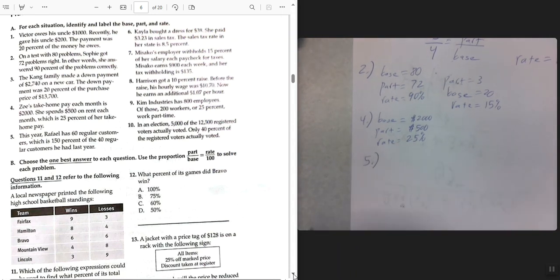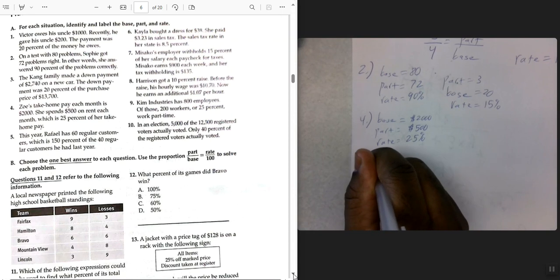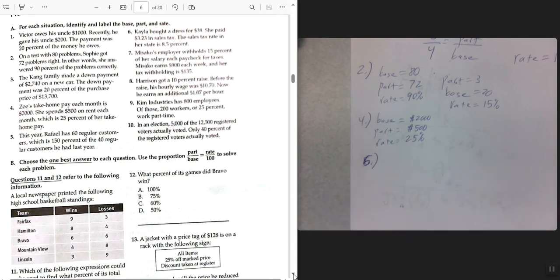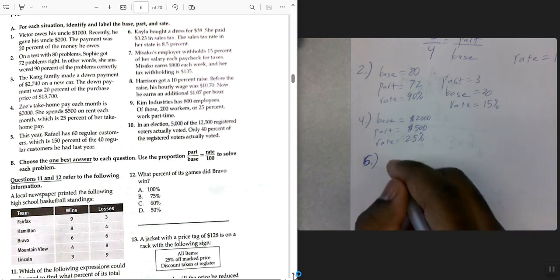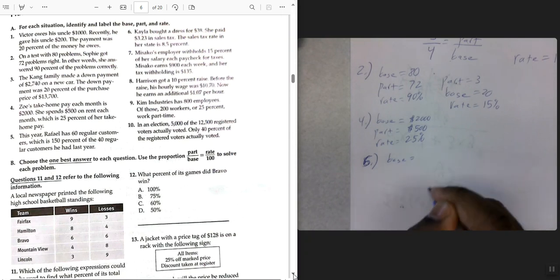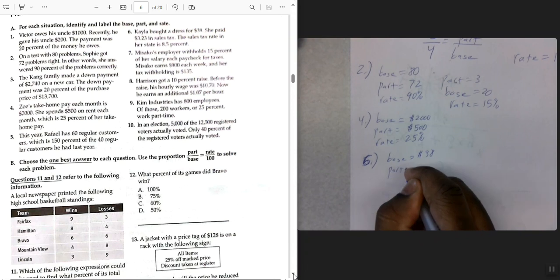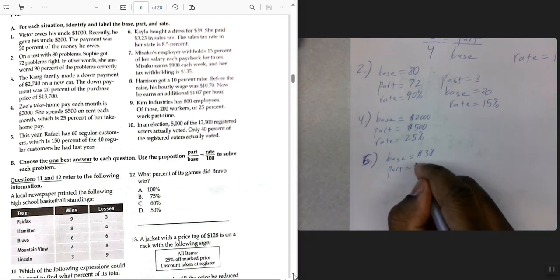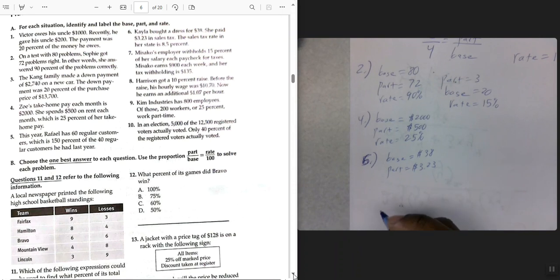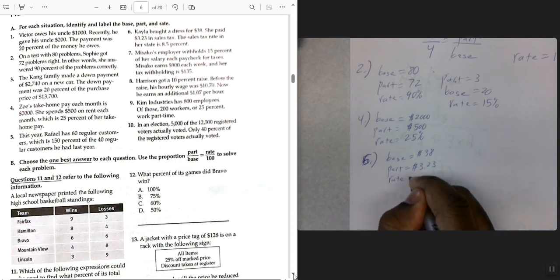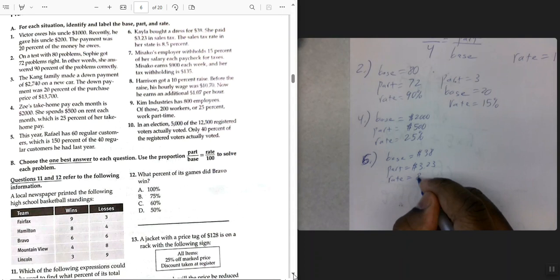Now, number 6, because I said I was just going to do all the even problems. So number 6, Kayla bought a dress for $38. She paid $3.23 in sales tax. The sales tax rate in her state is 8.5%. So the base is what she paid for the dress, which is $38. The part is what she paid in sales tax, which is $3.23. And then the rate is the percent of the sales tax, which is 8.5%.